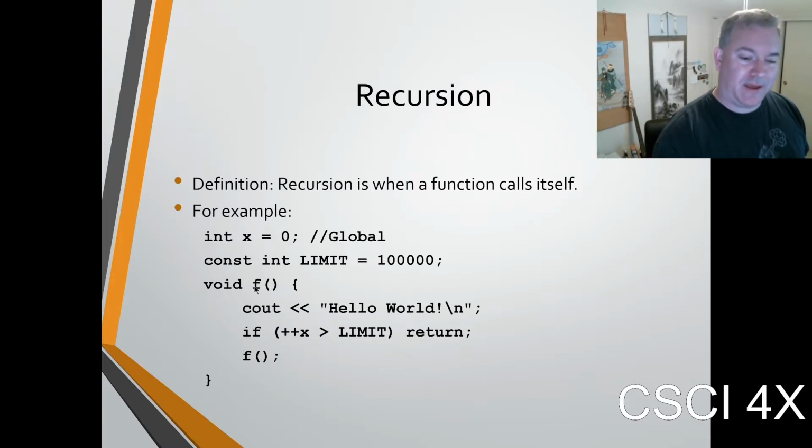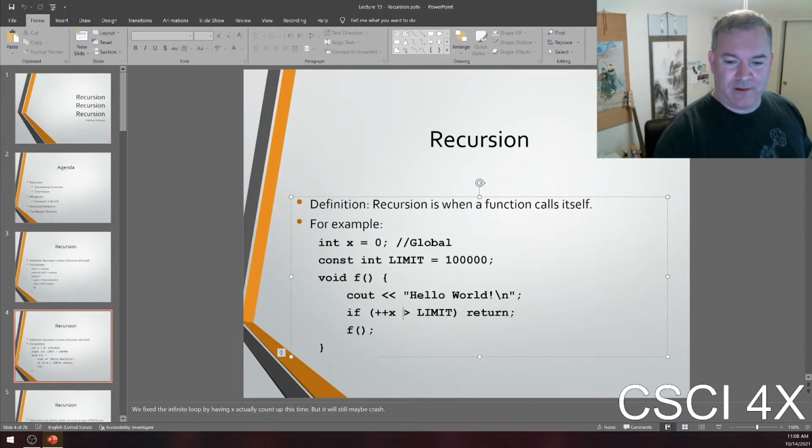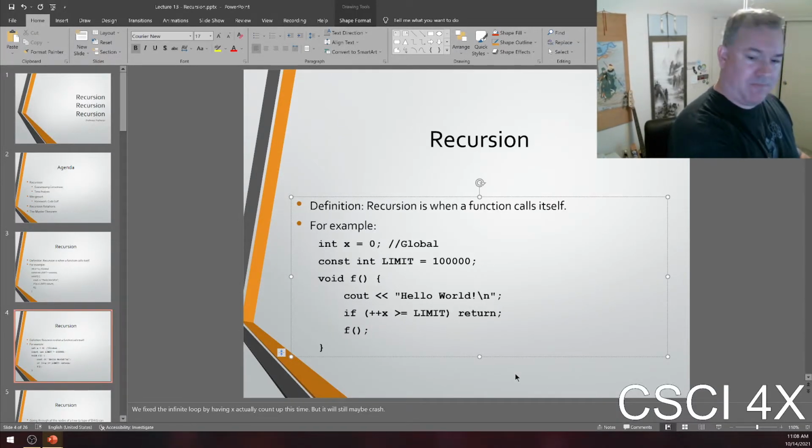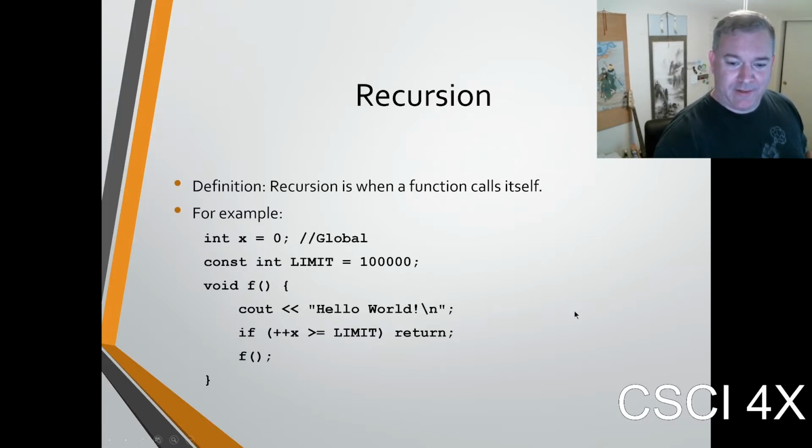What happens if main calls f a second time? How many times will the second call to f print hello world? So we got down here in main, we call f, it prints out hello world 100,000 times. We maybe change this to be greater than or equal to. Yeah, maybe we fix it like that. Okay, so if we call f a second time, how many times does it print hello world?